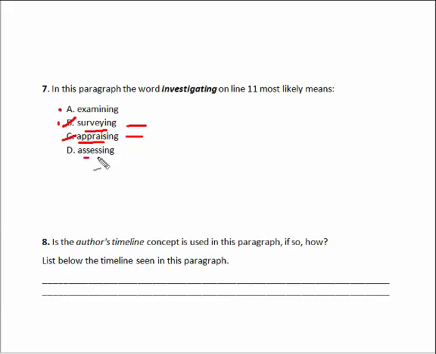Cross that one out. Assessing. When you have an assessment, that means they're going to tax you on something. That's off topic. A scientist is going to examine stuff. That's the better of the answer choices. A for 7. Remember, look at the surrounding area and think Scooby-Doo style. Let's take a look at 8.